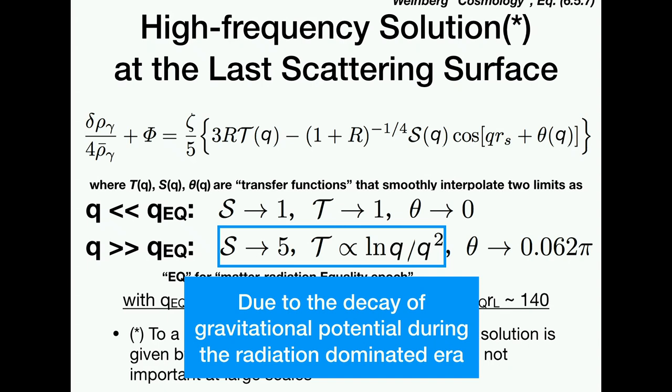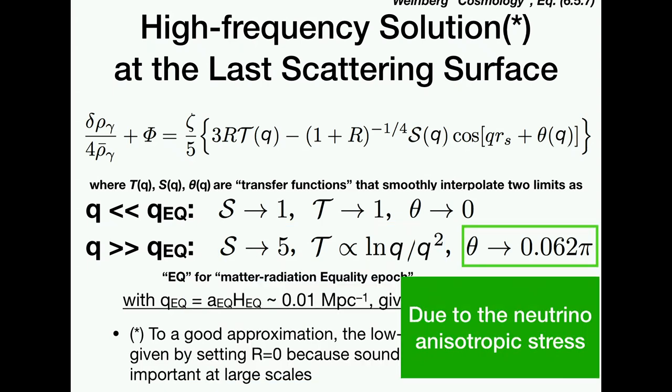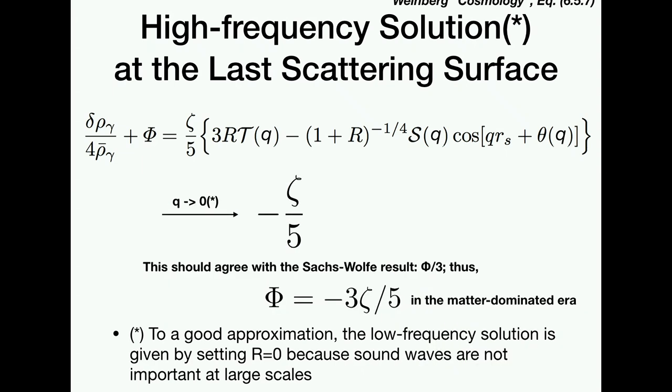Another thing is that there's the factor 5 here, and another thing here is that the transfer function goes down as you go to smaller scales. That's exactly what Professor Sheth said in the morning. Very good. And that's the neutrino anisotropic stress effect. We learned that yesterday also. So we understand everything. Take the limit Q goes to 0, and then this combination goes to minus zeta over 5.